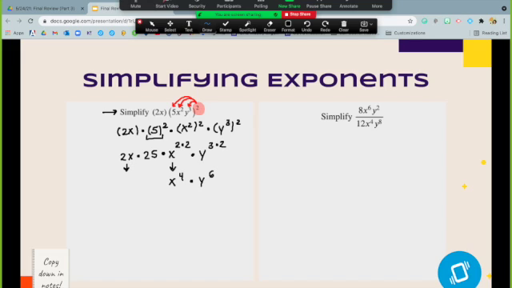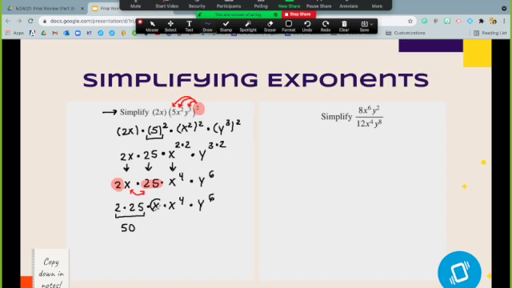I'm going to drop everything else down. So we have here 2 that's multiplying with x times 25 times everything else. And then I see here that I can multiply 2 and the 25 together. So I'm just going to switch around the x and the 25 with each other, so that we have here 2 times 25 times x to the power 4 times y to the power 6. 2 times 25 equals 50.